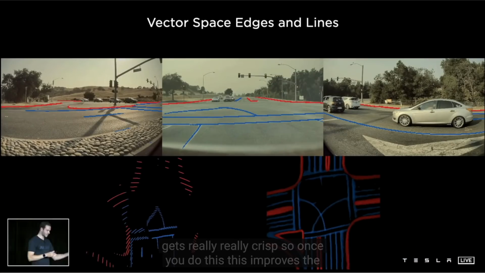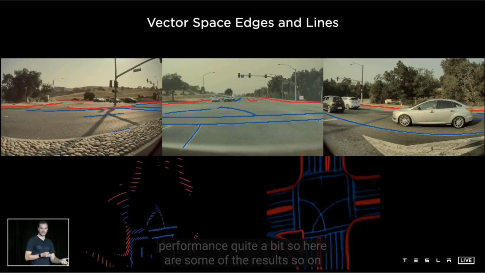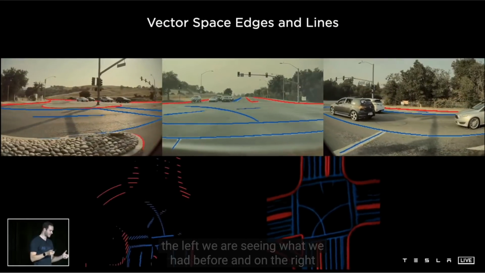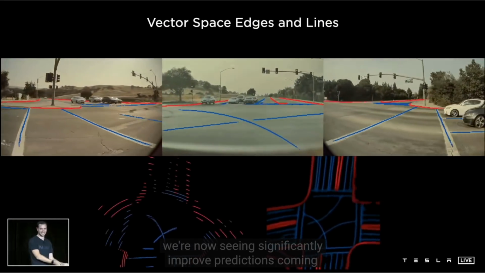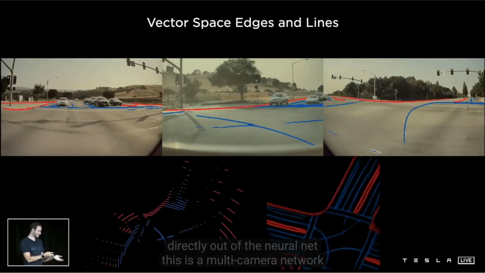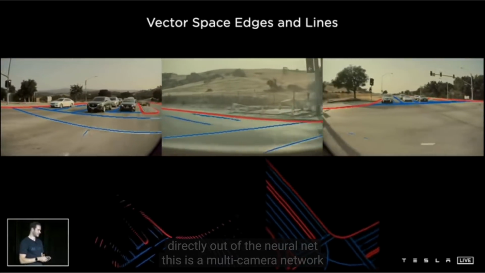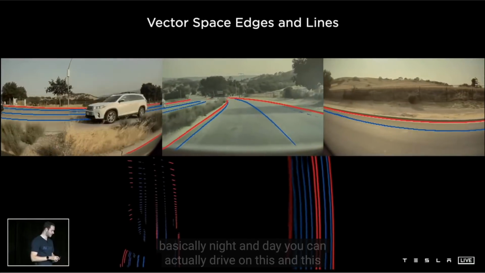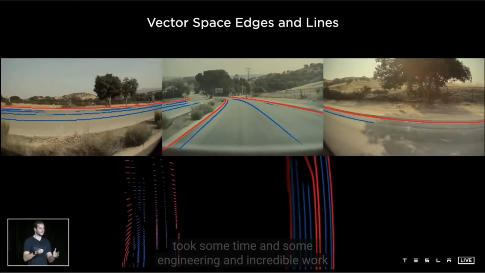So on the left, we are seeing what we had before, and on the right, we're now seeing significantly improved predictions coming directly out of the neural net. This is a multi-camera network predicting directly in vector space, and you can see that it's basically night and day. You can actually drive on this. And this took some time and some engineering and incredible work from the AI team to actually get this to work and deploy and make it efficient in the car.